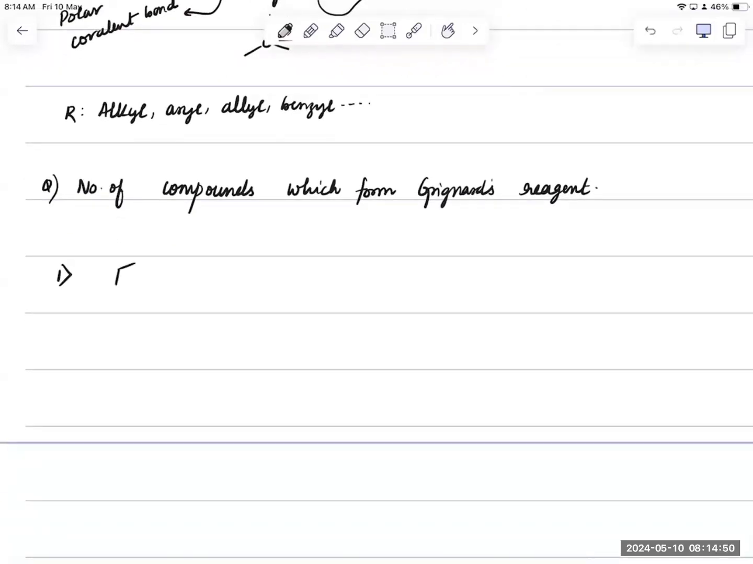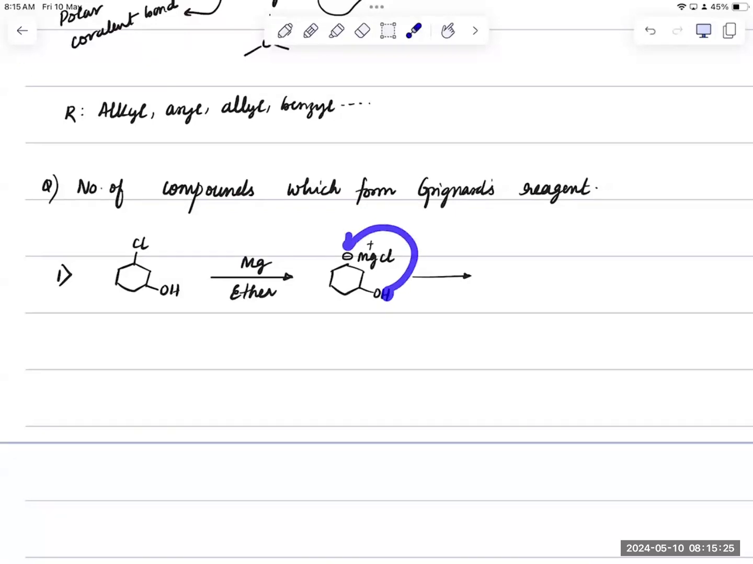First one: if you have Cl and OH, and you treat this with magnesium and ether, the problem here is that first you will notice a formation of Grignard's reagent, that is R minus and MgCl plus, and OH here. But immediately you will see internally this H plus can be picked up here.